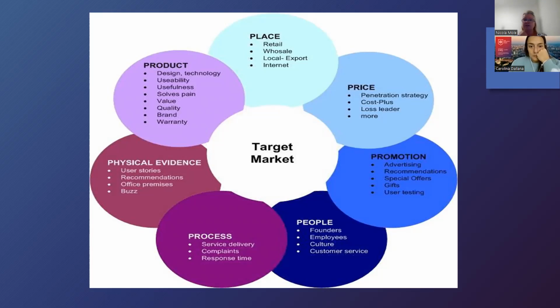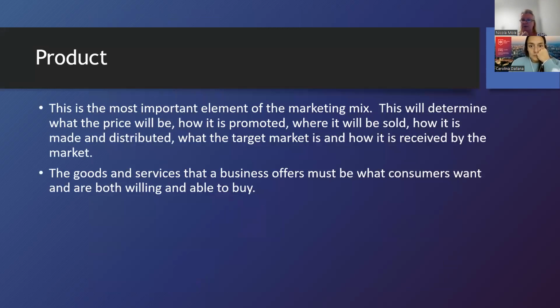All right, so product is the most important element of the marketing mix. The product will determine what the price will be, how it's promoted, where it will be sold, how it is made and distributed, what the target market is, and how it is received by the market. When we say received by the market, do they think it's a good product, or is it something that they don't want to buy? The goods and services that a business offers must be what consumers want, obviously.